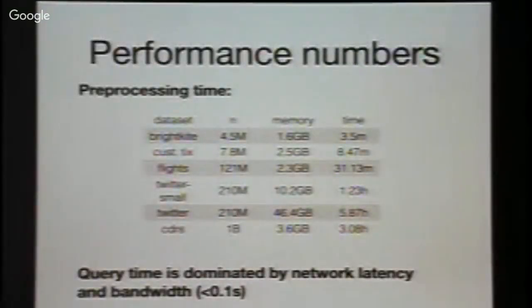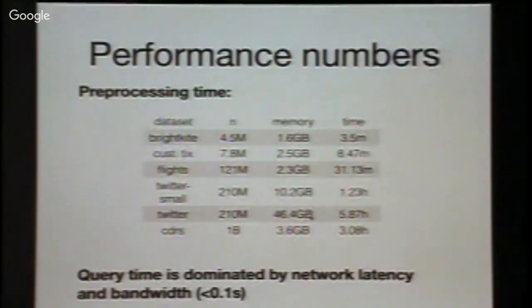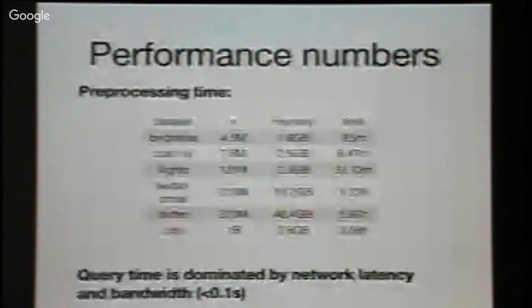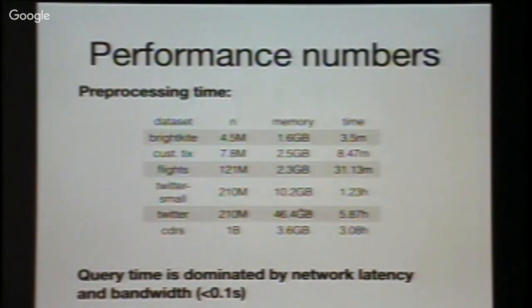For those of you who are interested, one of the interesting things here is that, for example, for the data set that I was telling you about with Twitter, we have 210 million rows, and this takes about 46 gigabytes of memory to create. So this table on the right, which is the one that lets us do things fast, takes a lot of memory. The original data set had about 210 million elements. We ended up with 46 gigabytes, so it's quite a bit.